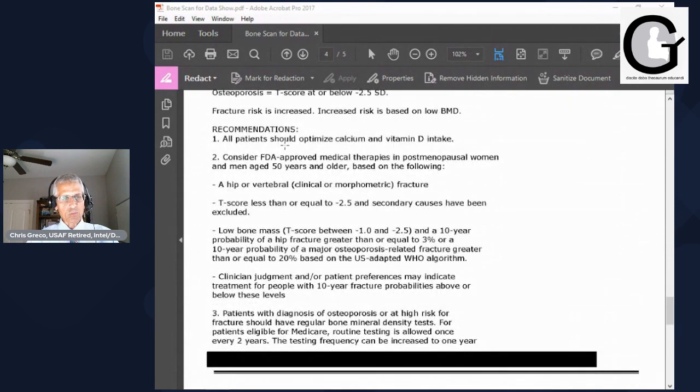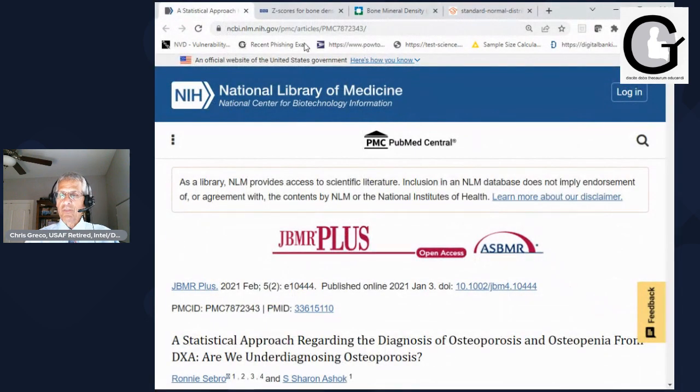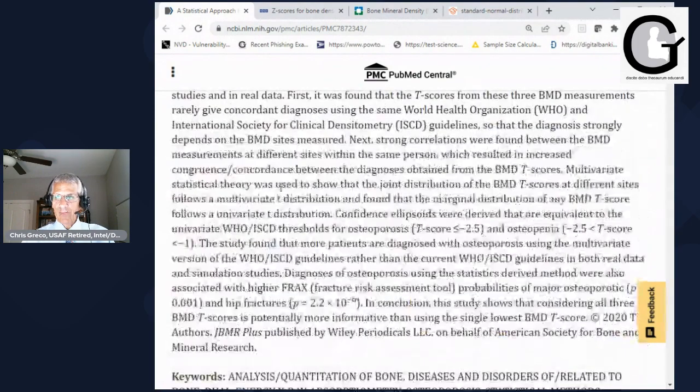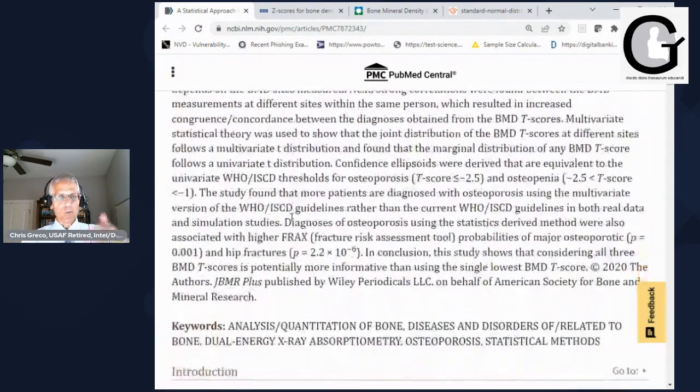But this is an actual application of a statistical method. Well, how good is this? Well, I went to the National Institutes of Health and National Center for Biotechnology Information, and they had, are we underdiagnosing osteoporosis with the DEXA scan? So they sat back and they did an entire area having to do with this DEXA scan and the T scores and the Z scores and what exactly that means, right?